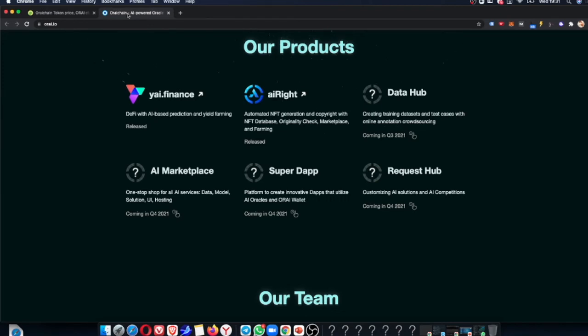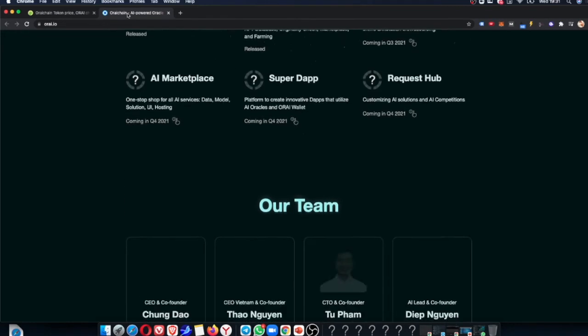What they're doing is automated NFT generation, and a copyright with an NFT database. They also have the Data Hub. They have the AI Marketplace, which is a one-stop shop for all AI services such as data, models, solutions, hosting, and all that stuff. SuperDApp, which is a platform to create innovative dApps that utilize AI oracles and Orai wallets, and then Request Hub. Okay, so they've got loads of exciting things to do.